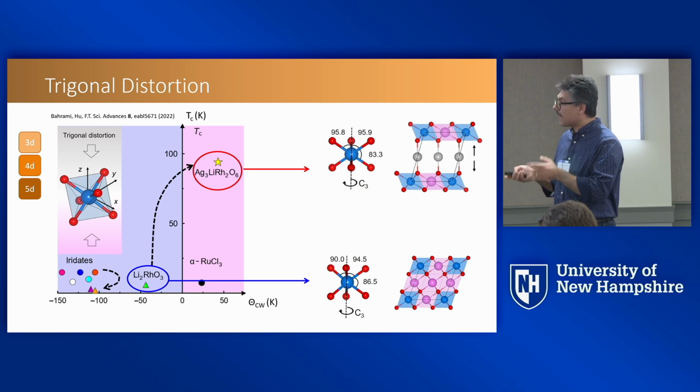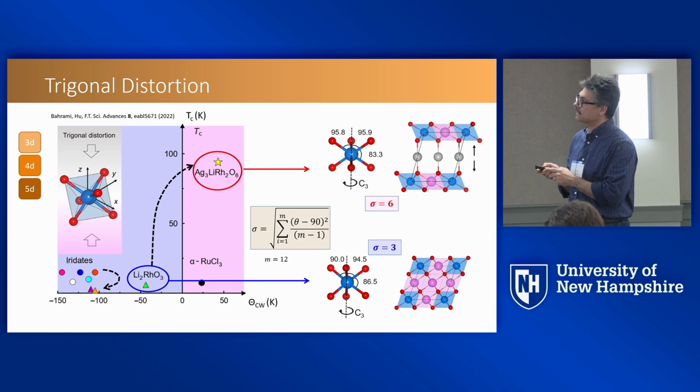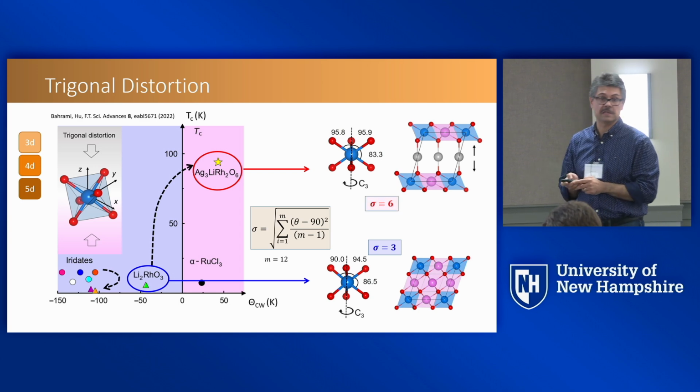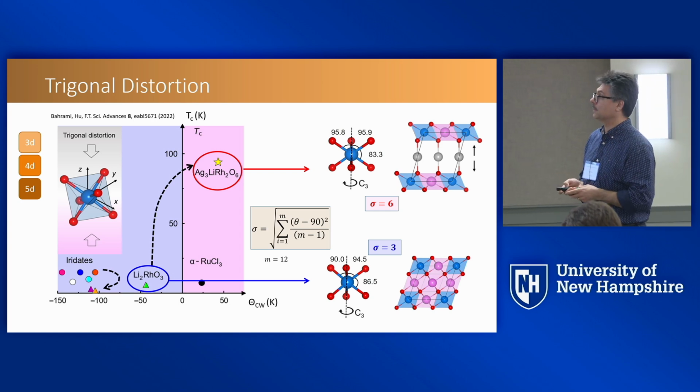Here, we characterize the trigonal compression via scattering measurements. We get the positions of oxygen atoms and the bond angles between oxygen, rhodium, and oxygen, and then we calculate a bond angle variance. We found that in the parent compound, the bond angle variance is small, but in the exchange material, the silver exchange material, the bond angle variance is large. And that quantifies the amount of trigonal distortion.